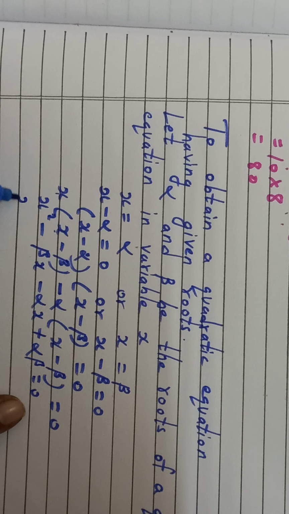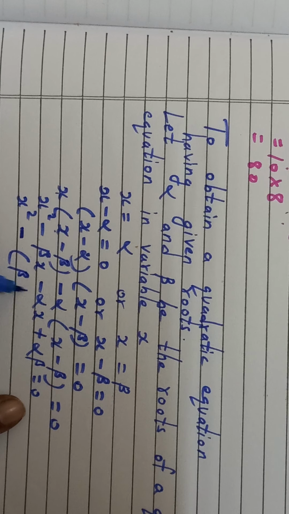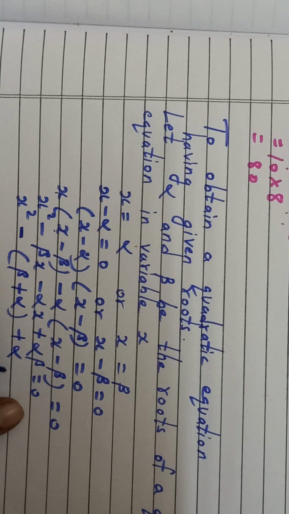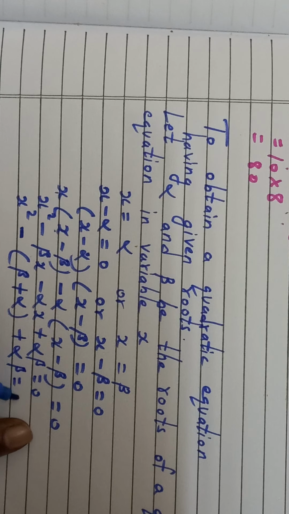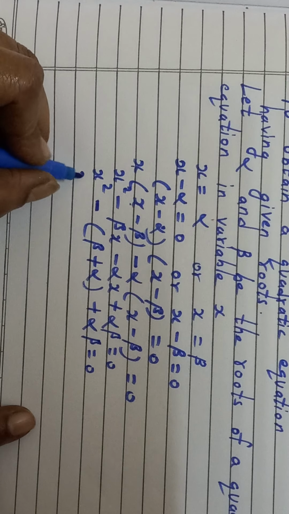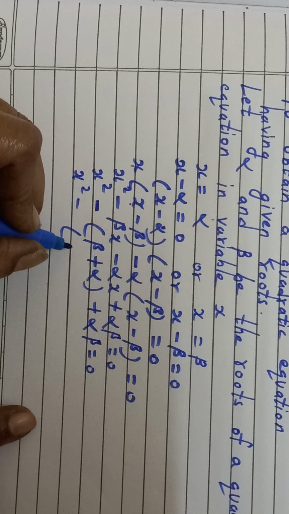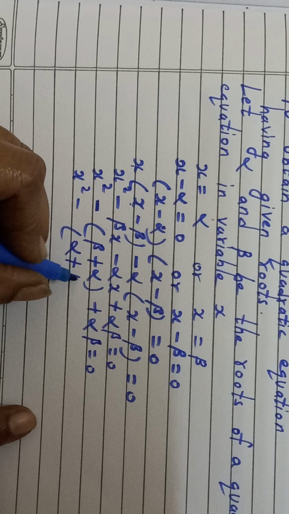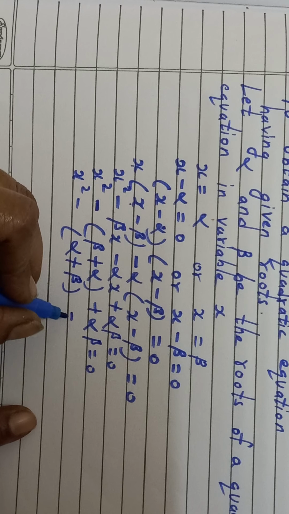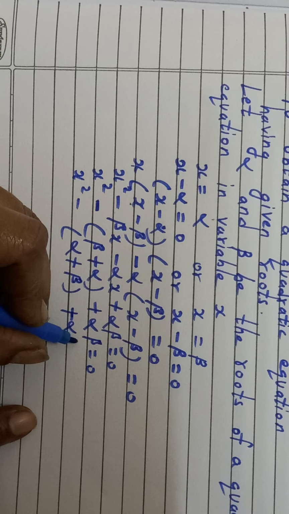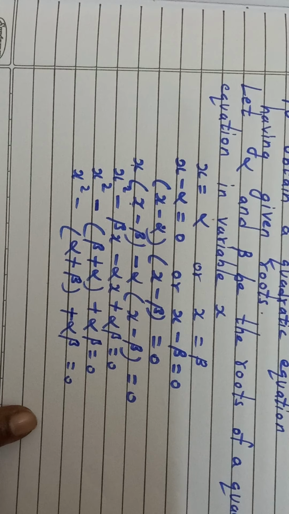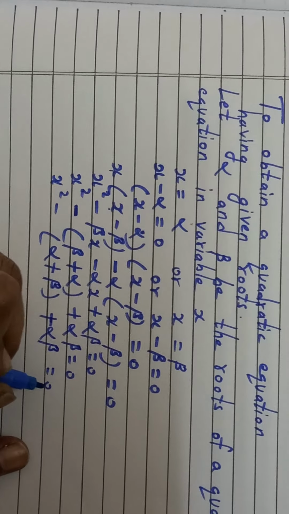So now what we can do, x squared is here, minus sign we can take common. Then what we will get, beta plus alpha, and alpha beta is equal to 0. Then what we will get, x squared minus (alpha plus beta) plus alpha into beta is equal to 0. So just the other way around we are doing it.